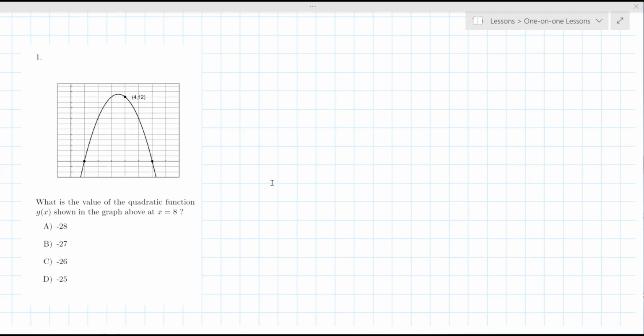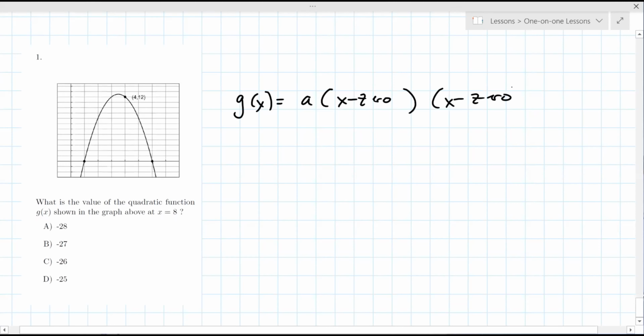Is the vertex at like -3.5 or something? Yeah, so this is one where it's better to use this form: g of x equals a times x minus the 0, x minus the 0. Because like you just said, I kind of don't know where the vertex is. It looks like it's 3.5 comma 12.5. And that's no good. You don't want to play that game. But you know the zeros are right at nice places. There's one at 1, and there's one at 6.